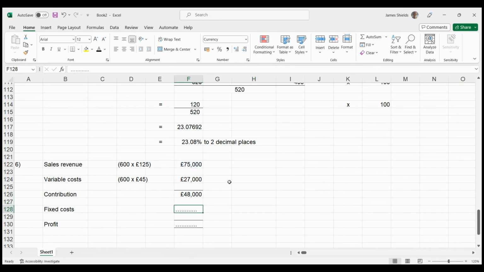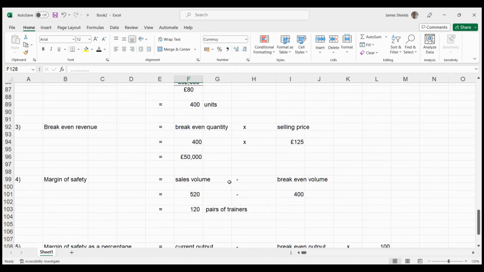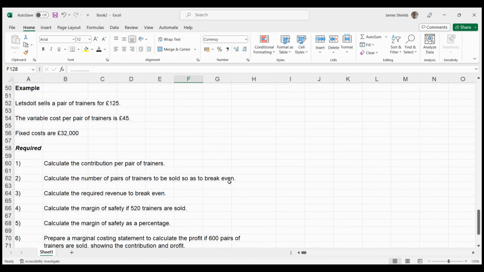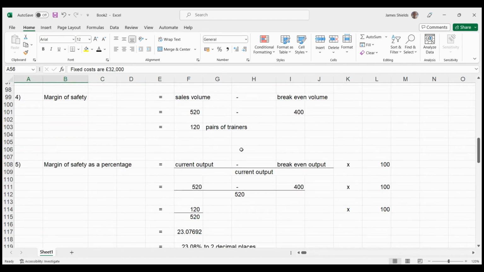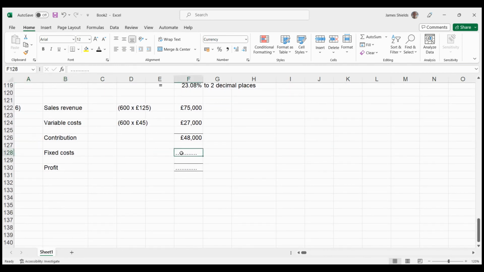Now we need to take away the fixed costs to work out the profit. So the fixed costs, we were told in the question, are £32,000. So the profit is your total contribution of £48,000 take away your fixed costs of £32,000.